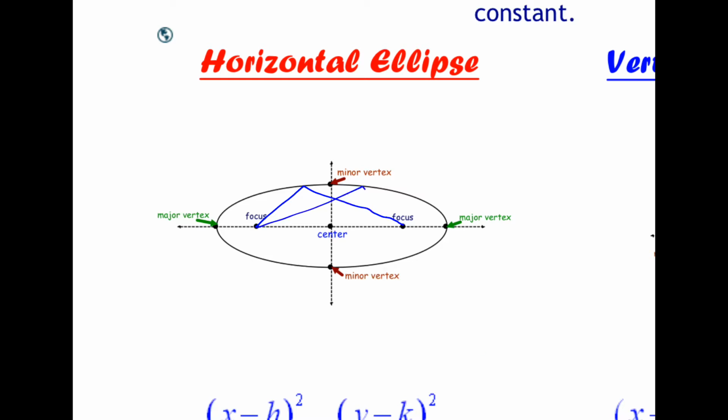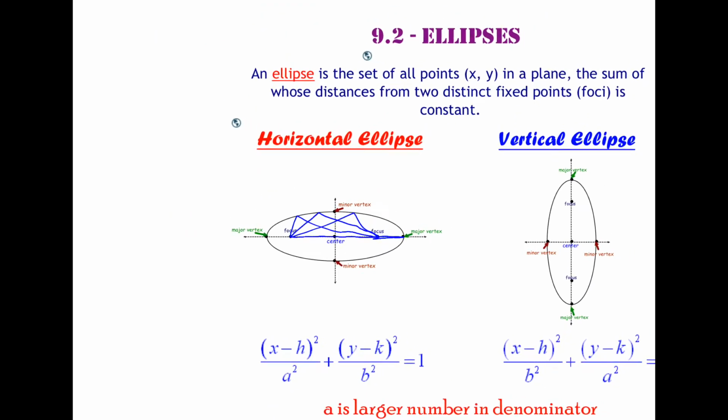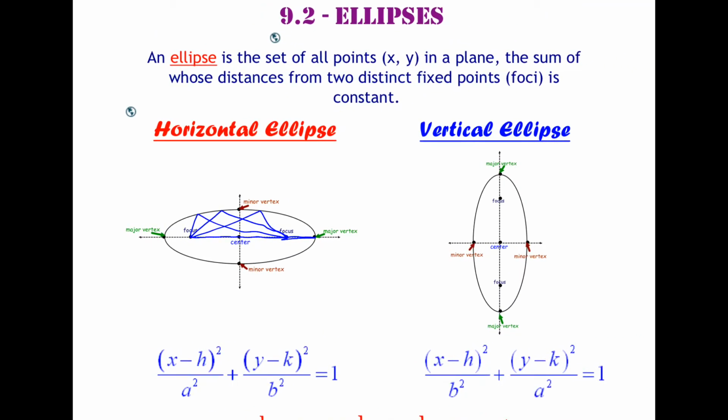So even if I go over here and then back here, the distance is the same. If I go up here, there, the distance is the same. If I go all the way across through the focus to the outside and then back to the focus, that distance is the same. So that's by definition what an ellipse is.